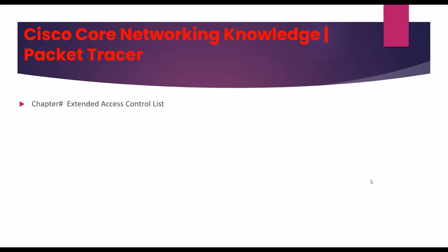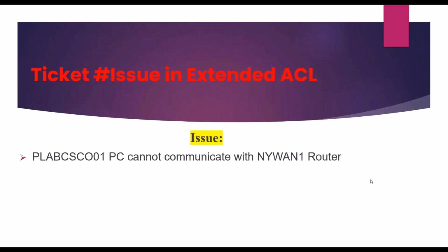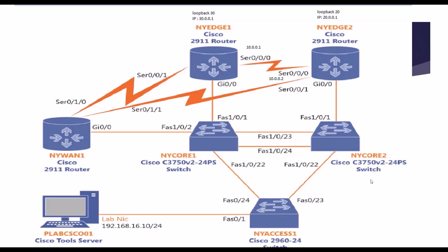Extended access control list. You can follow the full lectures on the Cisco Core Networking Knowledge topic or module. Today's ticket is an issue in extended ACL. The PLAB CSCO01 server cannot communicate with the NY-WAN1 router. So we need to troubleshoot the ACL and find what is blocking that.